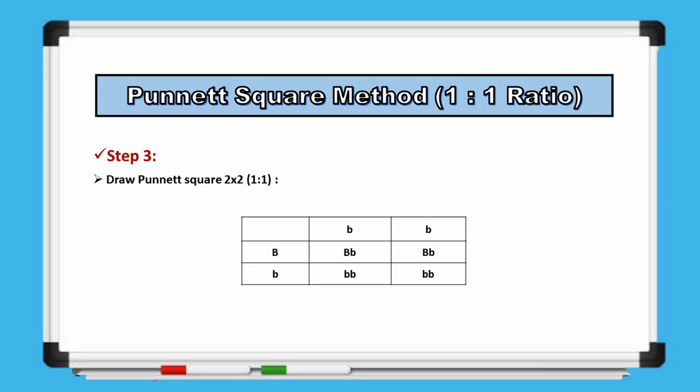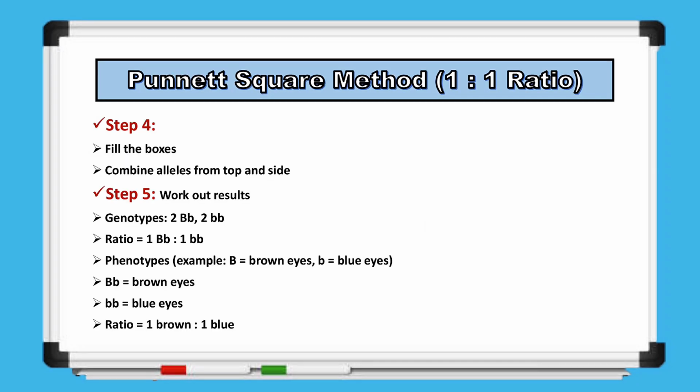When the table is complete, the outcomes show two heterozygous individuals with one capital B and one small b, and two homozygous recessive individuals which are both represented by small b. This gives a genotypic ratio of one heterozygous to one homozygous recessive. In terms of phenotype, the heterozygous individuals show the dominant trait, such as brown eyes, while the homozygous recessive individuals show the recessive trait, such as blue eyes. Therefore, the phenotypic ratio is one brown eye to one blue eye.